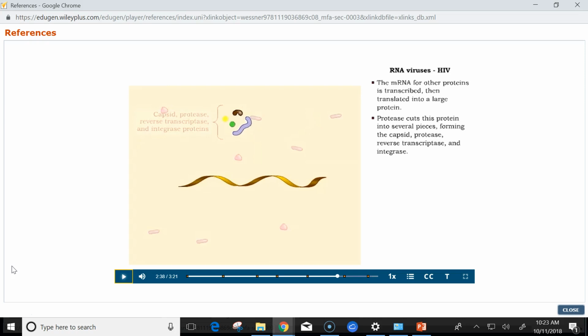That's interesting, right? So they make this big, long messenger RNA, this big, long string of amino acids, but it actually makes 4 different proteins. So they come with an enzyme that cuts them into 4 different proteins. One of them is the capsid, that's going to surround the nucleic acid when it makes it. The protease is so it can keep doing this when it infects cells.